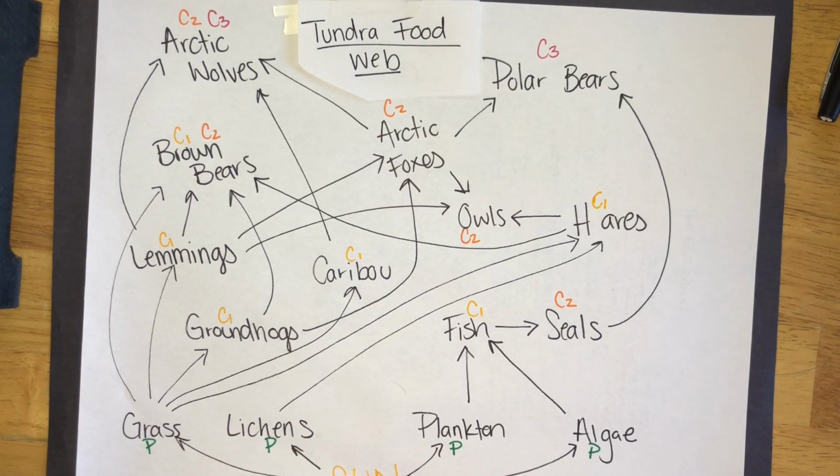Not all food webs will have those C3s and C4s. Remember, as the energy moves up the food web, up that food pyramid, less and less energy is available. So we're not going to have C3s and C4s very common. So if your food web does not have a C3 or a C4, that's okay. Not every food web has a C3 or a C4.